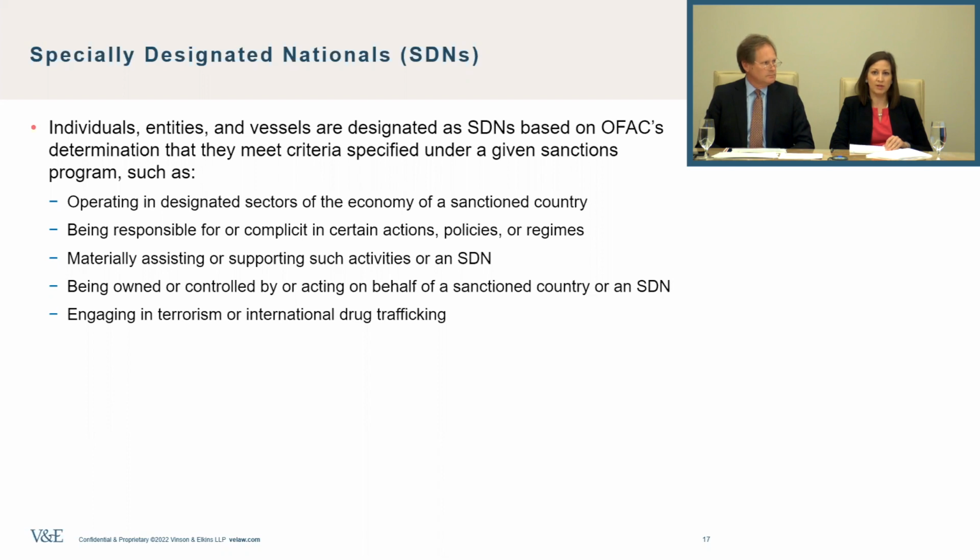So when a designation is made and it's published in the Federal Register, it will say which executive order is the reason for the designation. Sometimes it will even say the paragraph, which can tell you the specific activity that this person engaged in that resulted in designation on the list. So some of the criteria for designation as an SDN include operating in the designated sectors of the economy, including the ones we mentioned on the prior page in the case of Russia, being responsible or complicit in certain actions that the U.S. is obviously trying to deter or include human rights abuses and things of that nature.